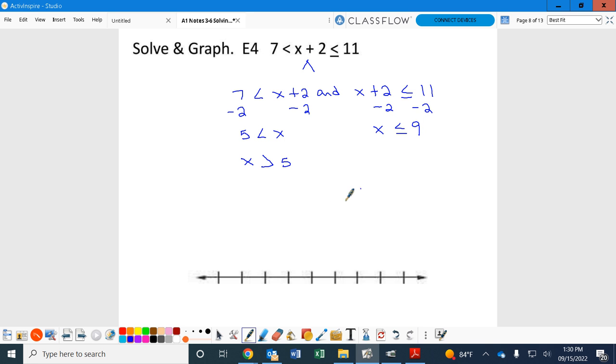And then we take these two things and rewrite them together as an "and" statement. Guys, come down here, write it together as an "and" statement. That's your answer to the question when you solve it. That's the solved answer. Then you're going to graph it.